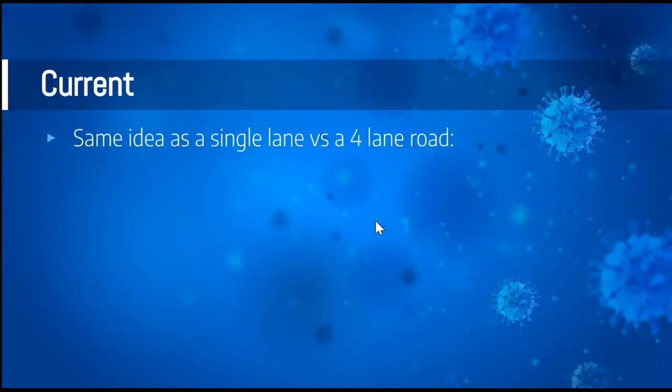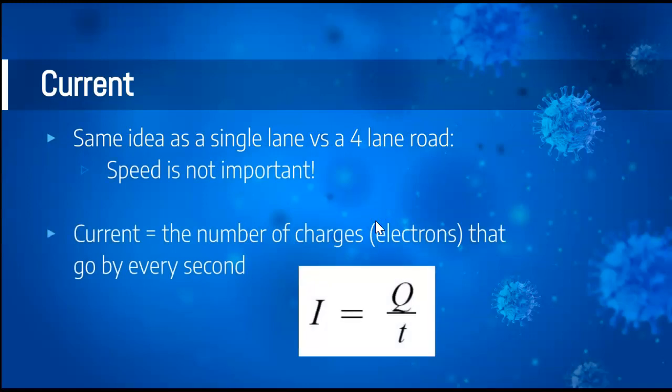And current basically works the same way. So the idea of current is we are counting the number of electrons that are going by in a circuit every second. We're not counting how fast they travel, we're counting how many. All right, so when you think about current, think of it like these 2 roads, single lane versus a 4 lane road. Speed isn't what is important. The number of cars that go by every second is what is important. And in the case of current, we are talking about the number of electrons.